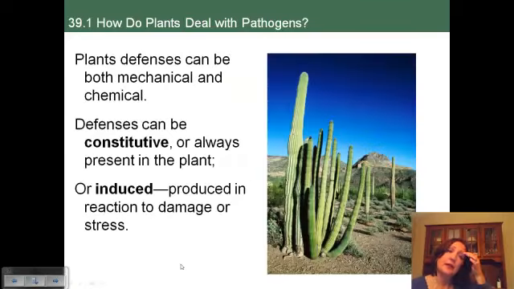Plants have both chemical and mechanical defenses, very similar to us. Some of their defenses can be considered constitutive, which means that they're always present in the plant, and others are induced, meaning that they are only produced when the plant has been attacked or there is some kind of damage or stress to the plant.